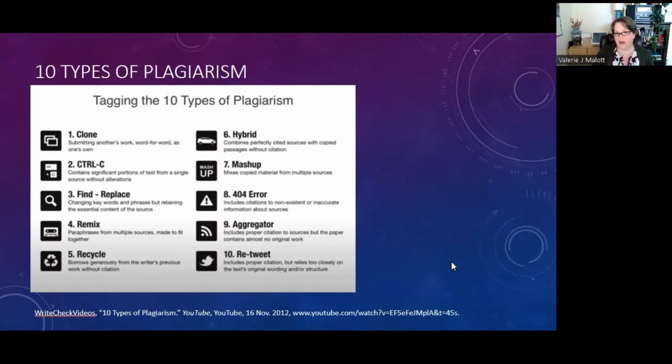The 404 error will include citations from non-existent or inaccurate information about your sources. So you may just make up stuff and hope to goodness that your instructor doesn't actually check to see that your sources are legit.